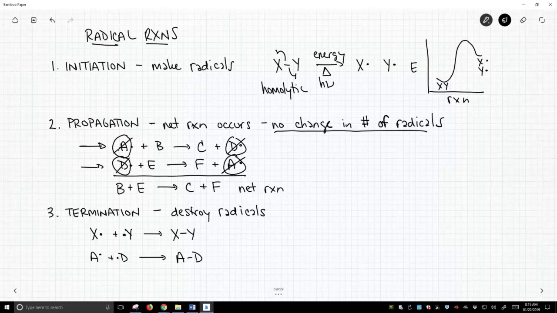So these are the 3 stages of radical reactions, and we'll try to remind ourselves of these 3 stages as we learn specific radical reactions, such as the halogenation of alkanes.